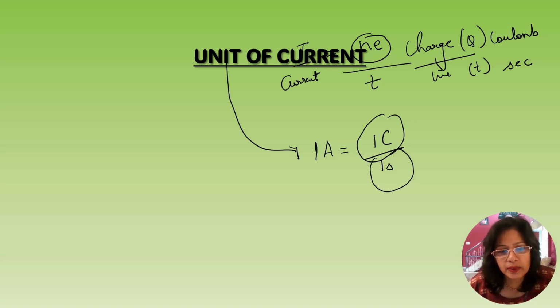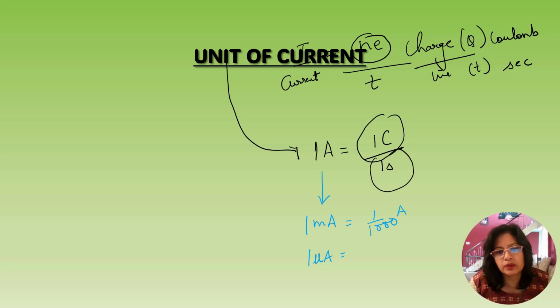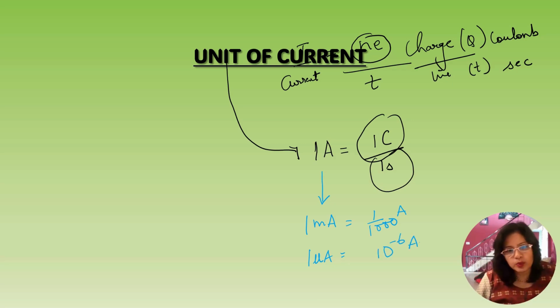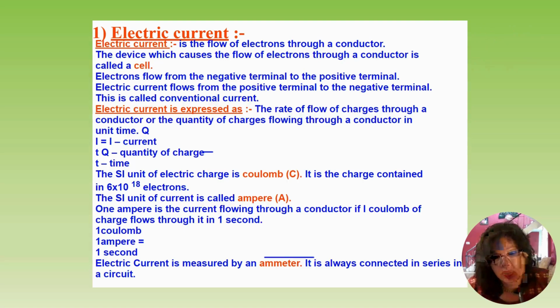This has got some younger brothers, that is, some small relatives, younger brothers and sisters, which are milliampere. 1 milliampere is equal to 1 by 1000 ampere. Anything milli is 1 by 1000, and microampere is equal to 10 to the power minus 6 ampere. This is the relationship between the normal guy ampere and his small brothers and sisters.